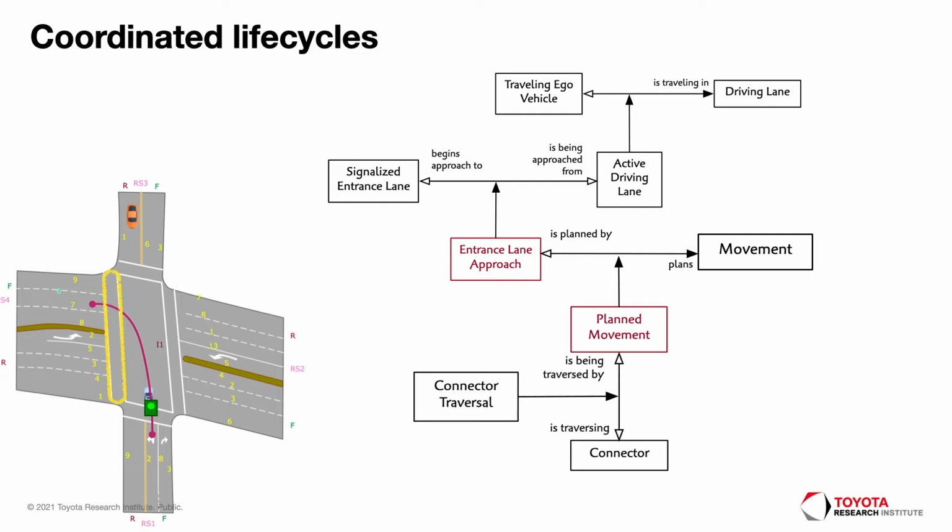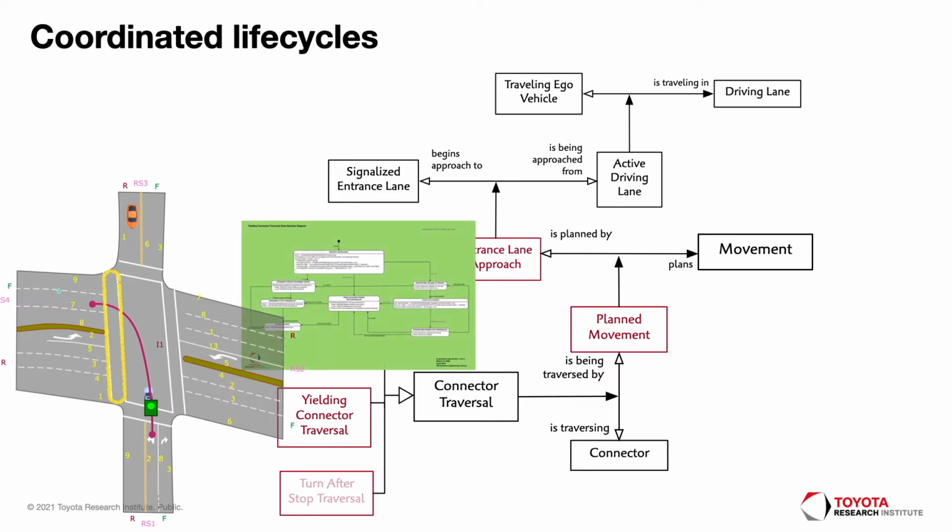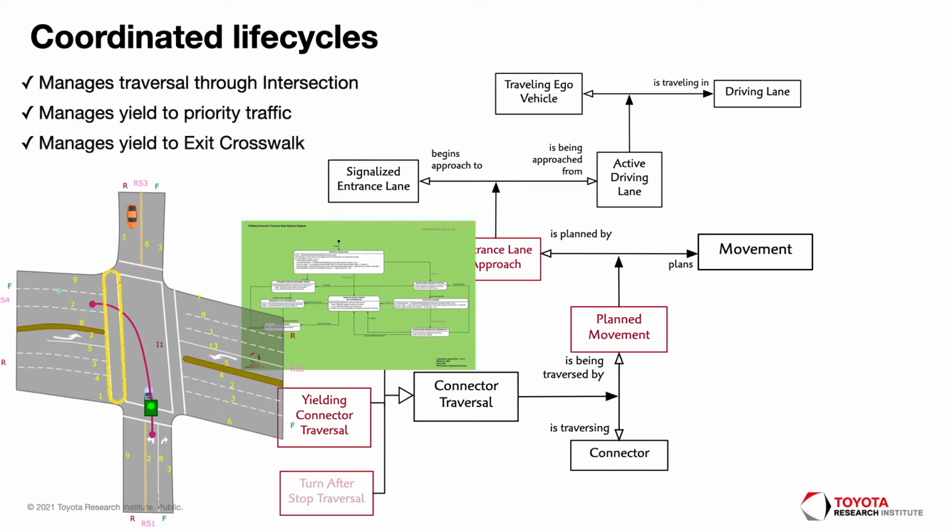The connector traversal lifecycle is always one of 3 types. In our case, we need the yielding connector traversal, since this is an unprotected turn. The yielding connector traversal lifecycle ensures that the ego vehicle yields correctly to oncoming and exit crosswalk pedestrian traffic. Drivers in the USA are familiar with the delicate ballet that happens when there is a combination of oncoming traffic and sudden pedestrians in the exit crosswalk while turning left. This is all part of this connector traversal lifecycle. All 3 of these life cycles run concurrently and are synchronized to monitor and ensure safe intersection transit.